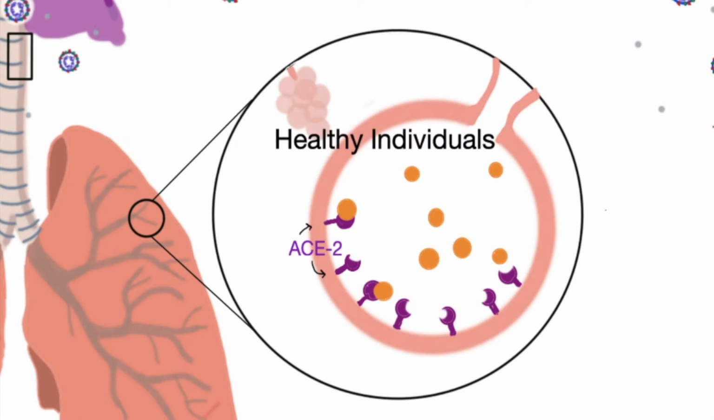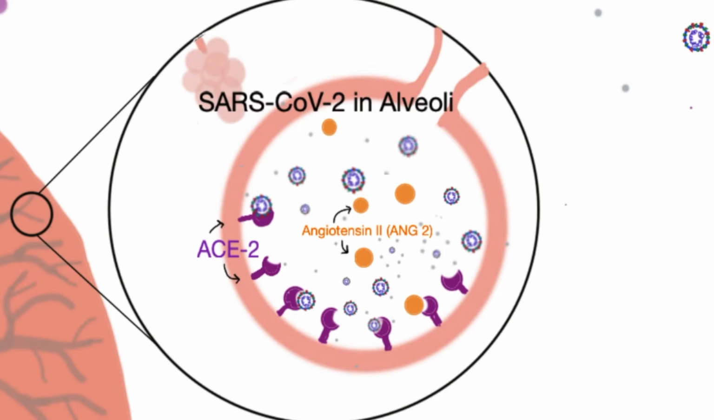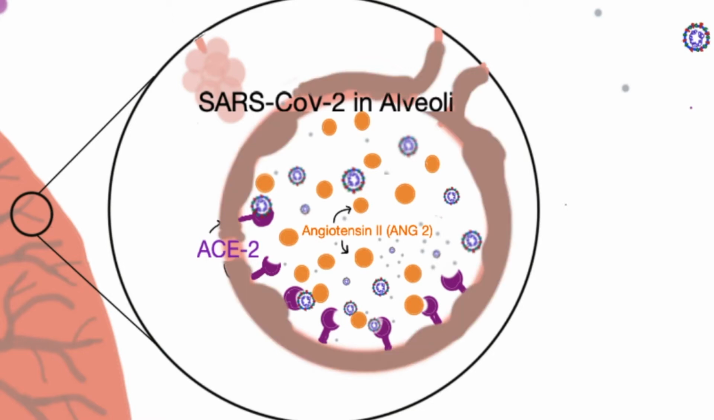cells. In healthy individuals, angiotensin-converting enzyme 2, or ACE2, will break down the protein called angiotensin 2, but when the virus binds to ACE2, it will disrupt the enzyme's ability to break down angiotensin 2. And so, the accumulation of the protein angiotensin 2 will increase inflammation, leading to alveoli cells' death, thus reducing the individual's oxygen intake.